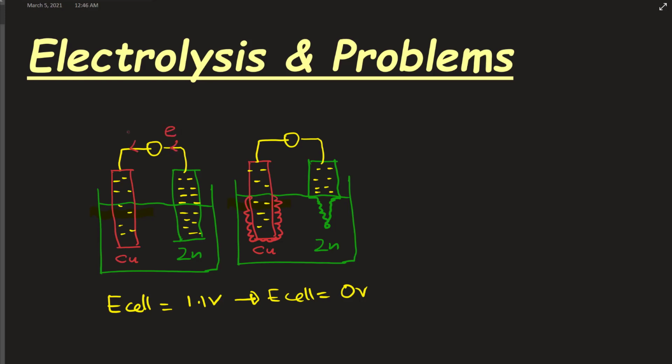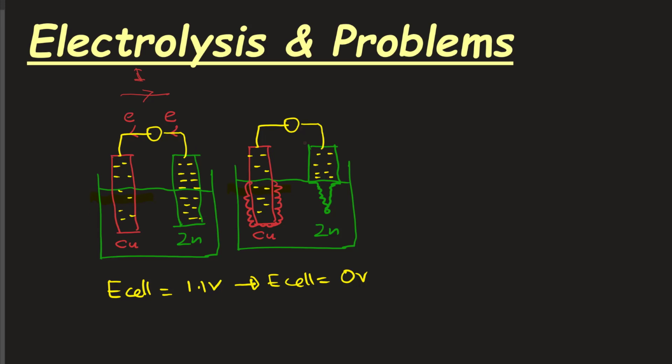Hi there. Let's look at electrolysis. You have two situations of the same electrochemical cell. Left is a functional one, 1.1 voltage, and the right is already dead. It's 0 voltage. So why?